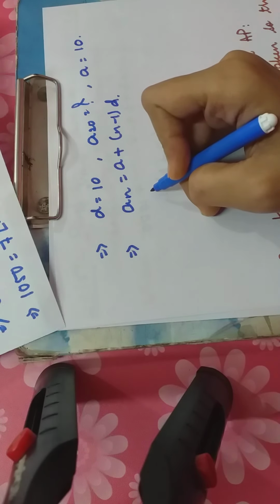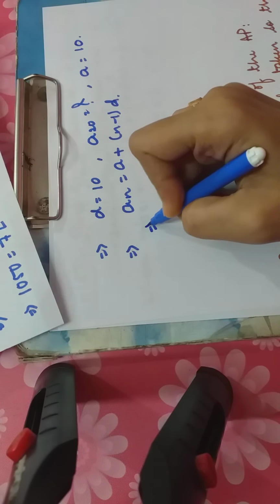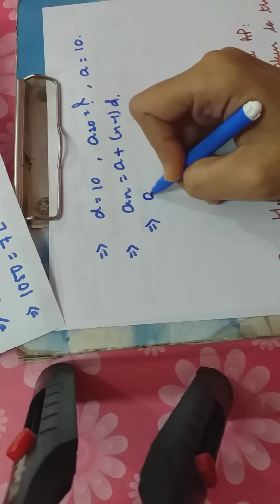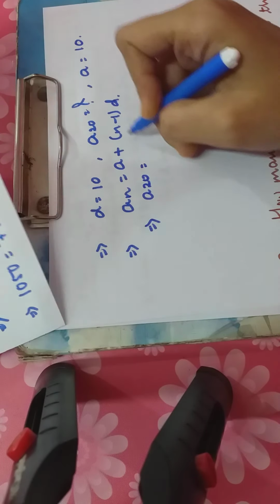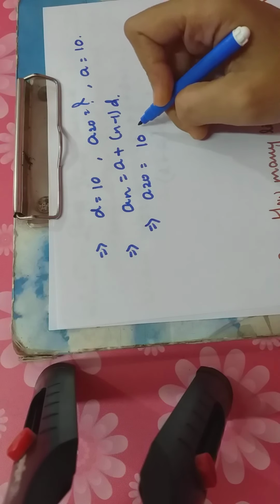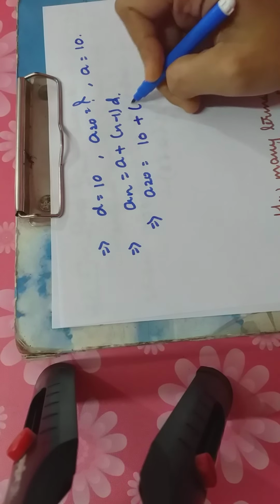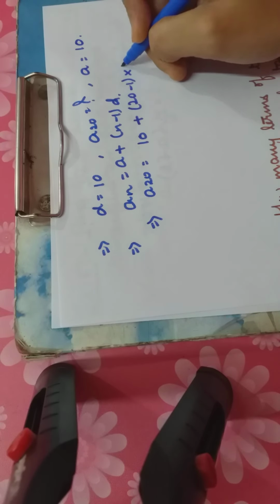In this question we have used both formulas, that is the nth term formula of an AP and also the formula for finding the sum of n terms of an AP. Both formulas I am using to solve the question. So A20, you have to find it out. Simply put the values in the formula: 10 plus n, n is 20, so 20 minus 1, and D I have found, that is 10, okay.